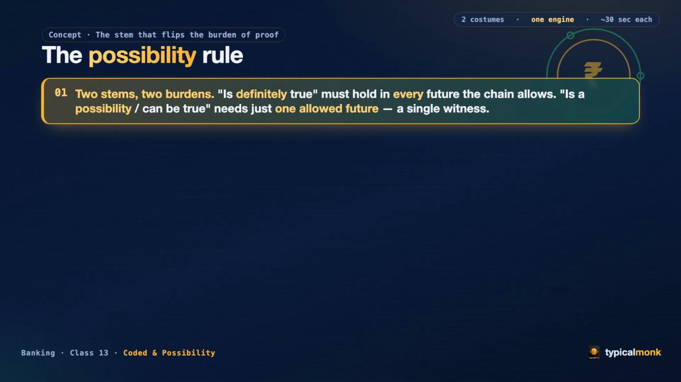Now, today's second tool, the possibility rule. The stem that flips the burden of proof. 1. 2 stems, 2 burdens. "Is definitely true": this must hold in every future the chain allows. And "is a possibility, or can be true": this needs just one allowed future, a single witness.